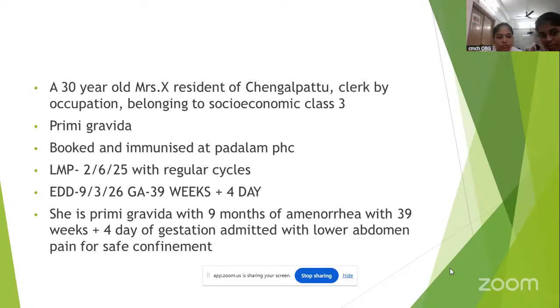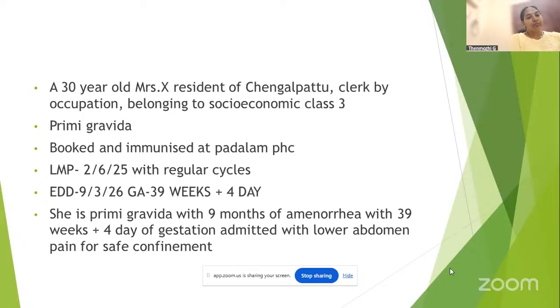Regular menstrual cycle. You have to substantiate what may be your answer, no? She's a primary gravida with 9 months of amenorrhea with no other comorbidities, ma'am. Primary gravida, ma'am. So after her height and examination also she comes under low risk? No, ma'am. After the examination, patient comes under high risk of short primary, ma'am. That you have to mention, no?